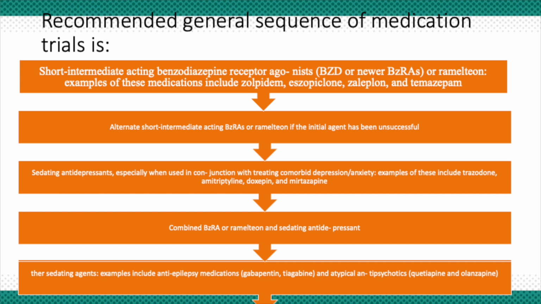Once you've done that, then you can give him an alternate short or intermediate acting benzodiazepine receptor agonist or ramelteon if this initial agent is unsuccessful. So he can alternate therapy with that. If that also doesn't work, then that is the time when we need to add sedating antidepressants. So here, along with whatever comorbid depression the patient has, in case you see that the insomnia is there, then you can give him antidepressants like amitriptyline, doxepin, mirtazapine, and they can be added on for his insomnia management. If that doesn't work, we could add both of them together.